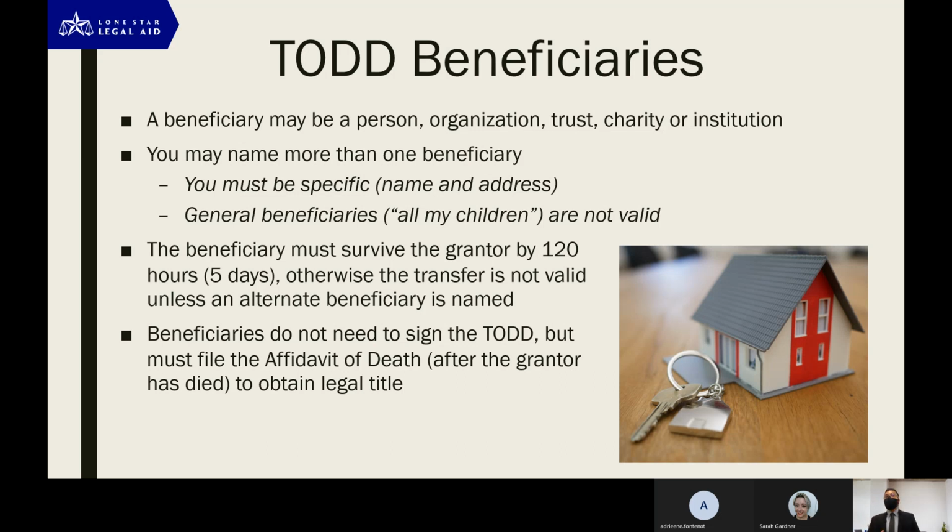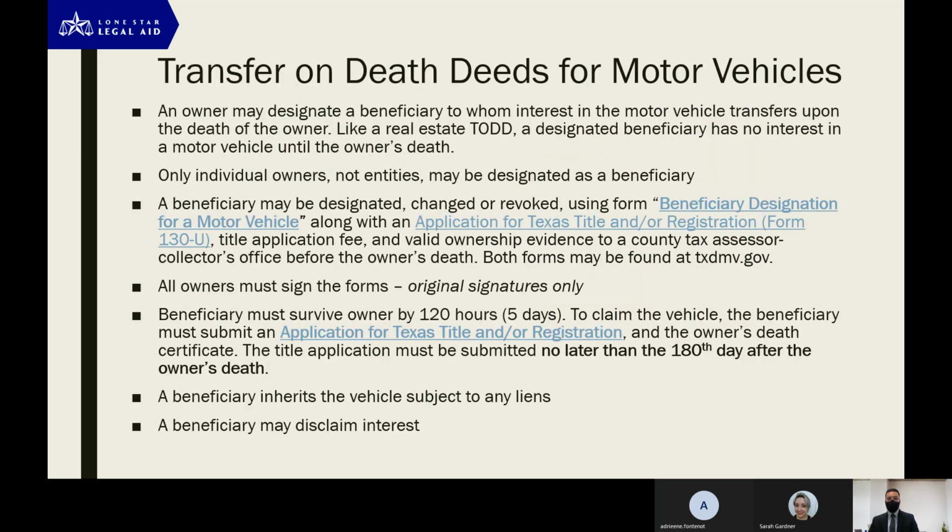So for that reason, because you never know what's going to happen, those terrible bad luck scenarios do happen to some folks. It's usually a good idea to name alternate beneficiaries. And so that would say something like, if to all of my children, you list all your children. If they are not alive, to grandchildren, A, B, C, D, and you list them as well. Beneficiaries don't have to sign the TODD, but they do have to file that affidavit of death after the person giving the property has passed so that they can get their legal title.